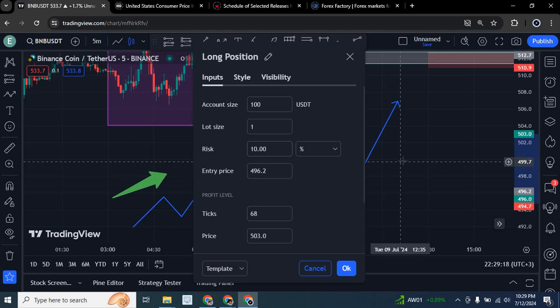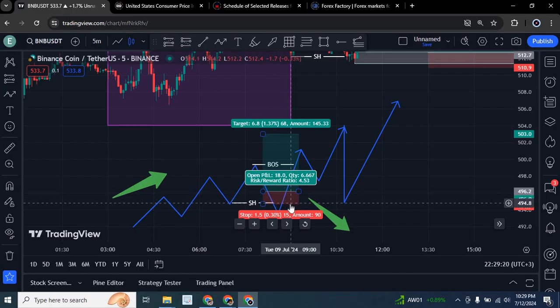$10. So it means once your stop loss is triggered at this point right here, then you'll be stopped out of that trade. If you look at this, you'll see here there's the stop, then you have 1.5 just below here, so you can see the stop on the stop loss place. We have stop 1.5, 0.30, 15, then amount 90.